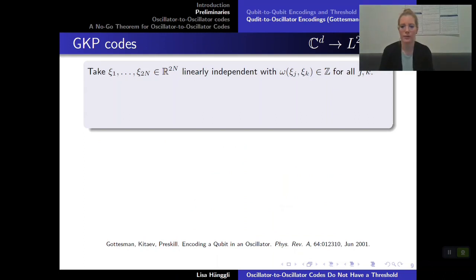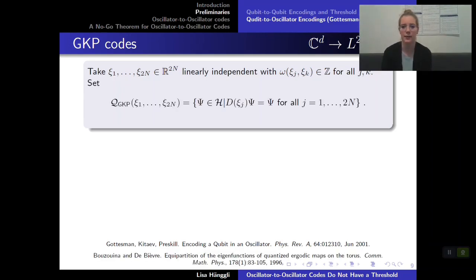So now Gottesman-Kitaev-Preskill, or GKP, codes are defined as follows. We take 2n linearly independent vectors in R^2n, which are pairwise symplectically integral. So we have 2n commuting displacement operators, and we set the code space to be the simultaneous +1 eigenspace of these displacement operators.